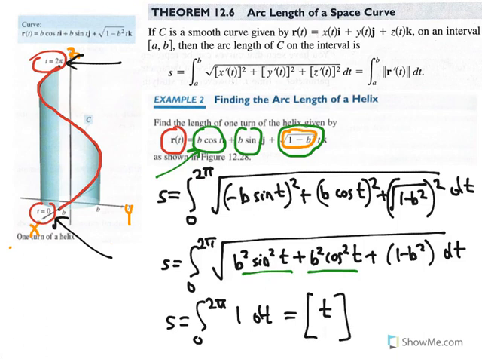And now you will just integrate, well, we've already integrated. So you will evaluate your antiderivative at the upper limit of integration 2 pi, and you get 2 pi, and evaluate the antiderivative at the lower limit of integration 0, and you get 0. So the length of the arc, or the length of this helix, is going to be 2 pi units.